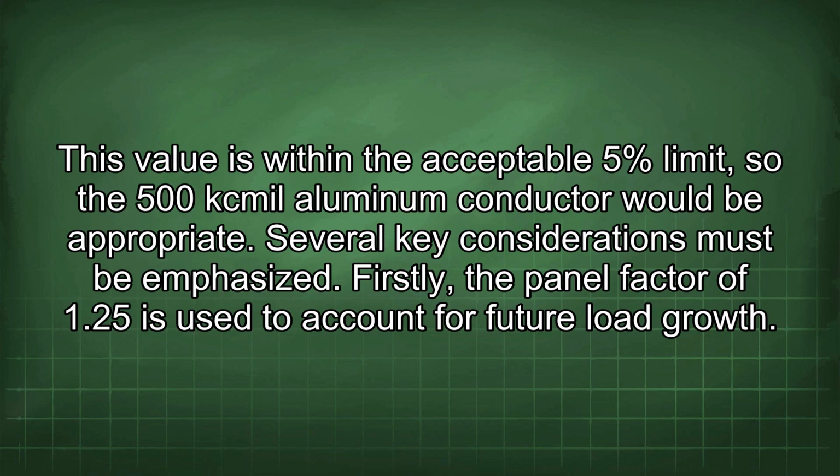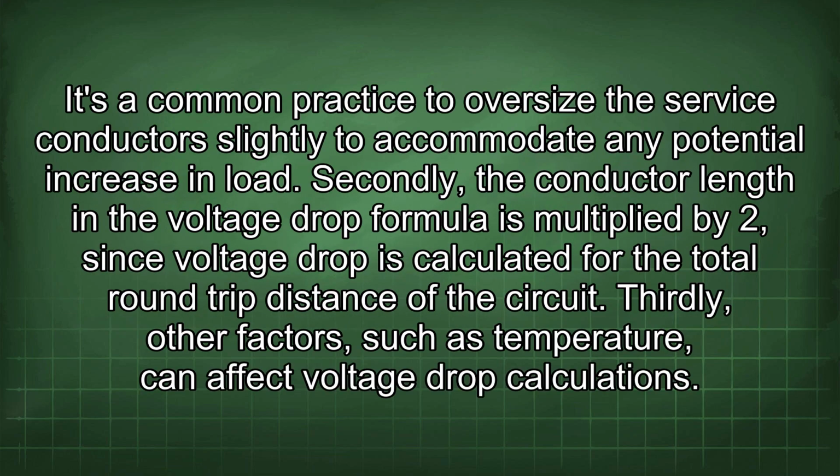Several key considerations must be emphasized. Firstly, the panel factor of 1.25 is used to account for future load growth. It's a common practice to oversize the service conductors slightly to accommodate any potential increase in load. Secondly, the conductor length in the voltage drop formula is multiplied by 2, since voltage drop is calculated for the total round-trip distance of the circuit.